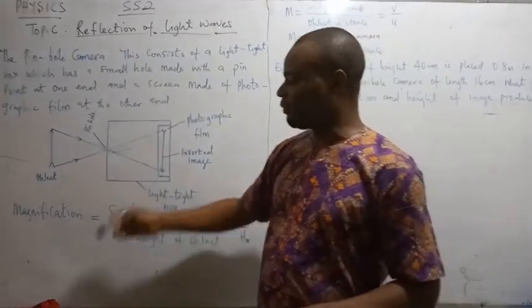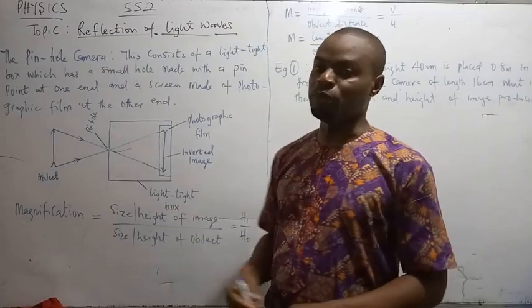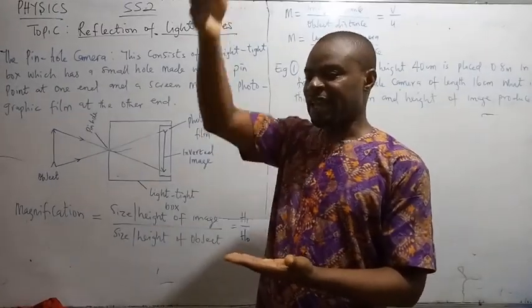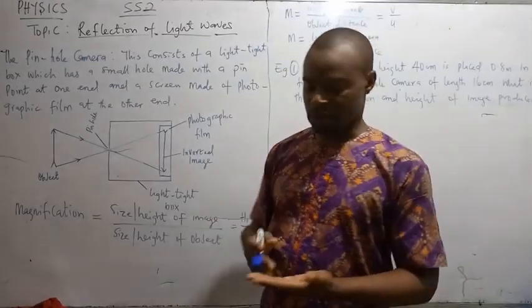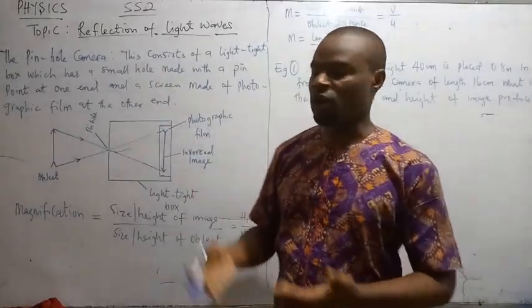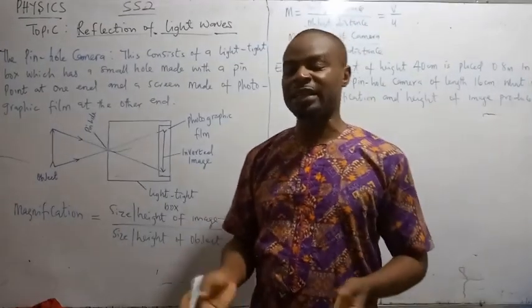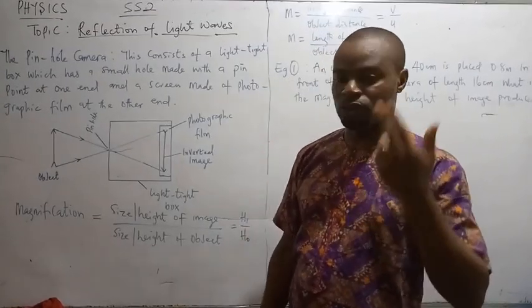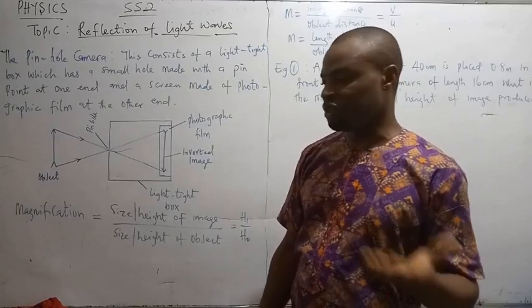Now we'll look at the magnification of this image produced. From the word magnification, you look at what? If the size of the object is 2 and the size of what? The image is 4, it means that the image has been magnified by what? 2 raised to power 2, which is 4.